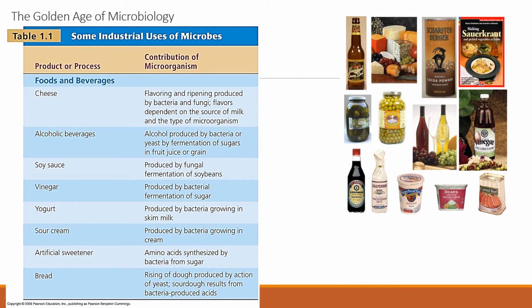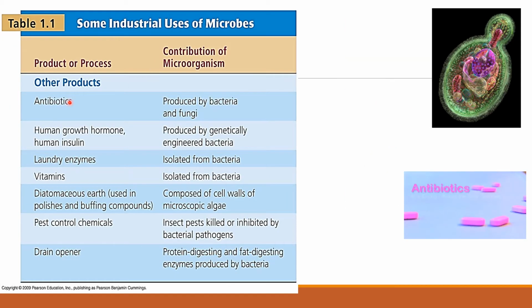So all these industrial uses of microorganisms started coming out during the late golden age of microbiology. Some more industrial uses of microorganisms that we can see are the production of antibiotics. Both bacteria as well as fungi produce them. Today you even have genetically engineered bacteria that produce growth hormones and insulin.